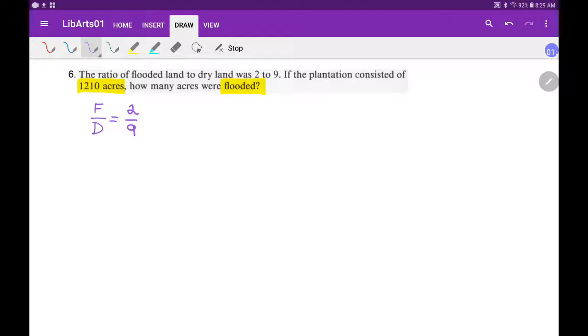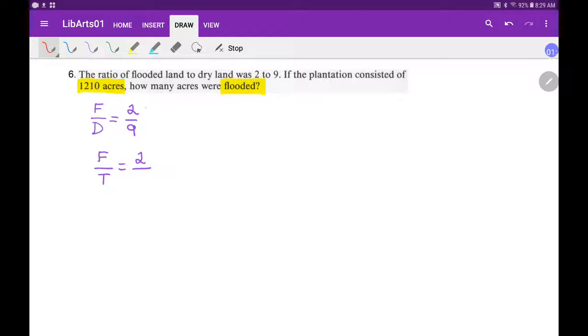This is what this problem wants us to do. They want us to start over midstream. So we're used to our practice of saying flooded to dry is 2 to 9. And they're like, oh, wait, no, curveball. Flooded to total is what you really want, not flooded to dry. So the flooded, I know it's 2, but what's the total?